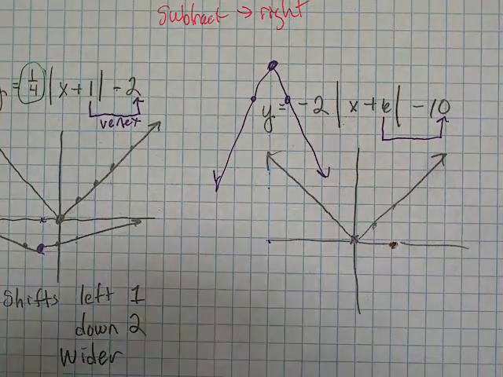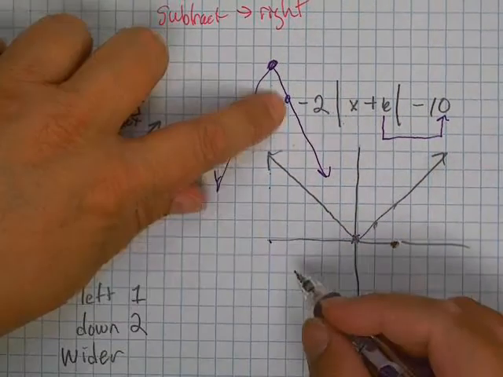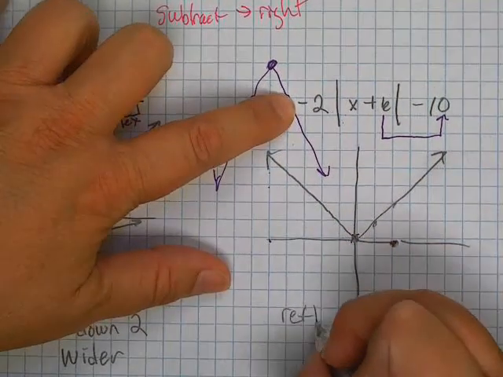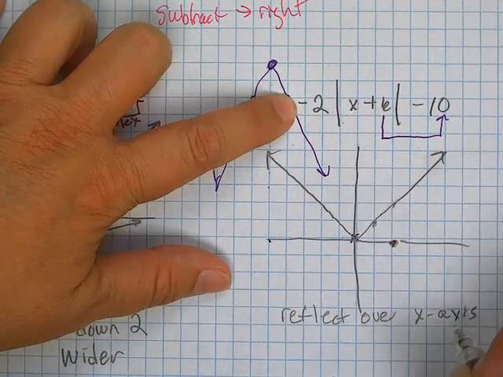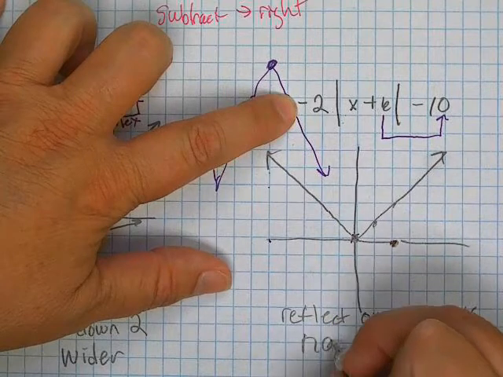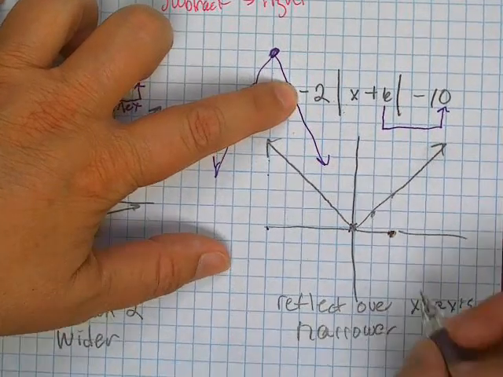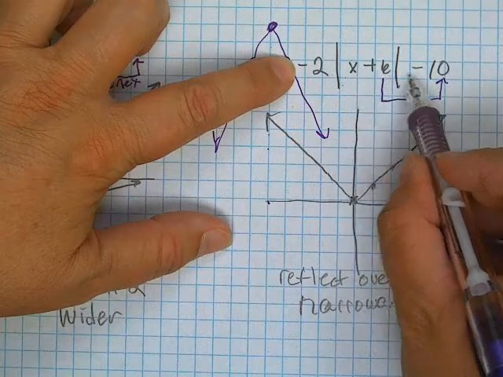So if I had to describe this, I would say that it is reflected over the x-axis. It is narrower. And it's 6 to the left and 10 down.